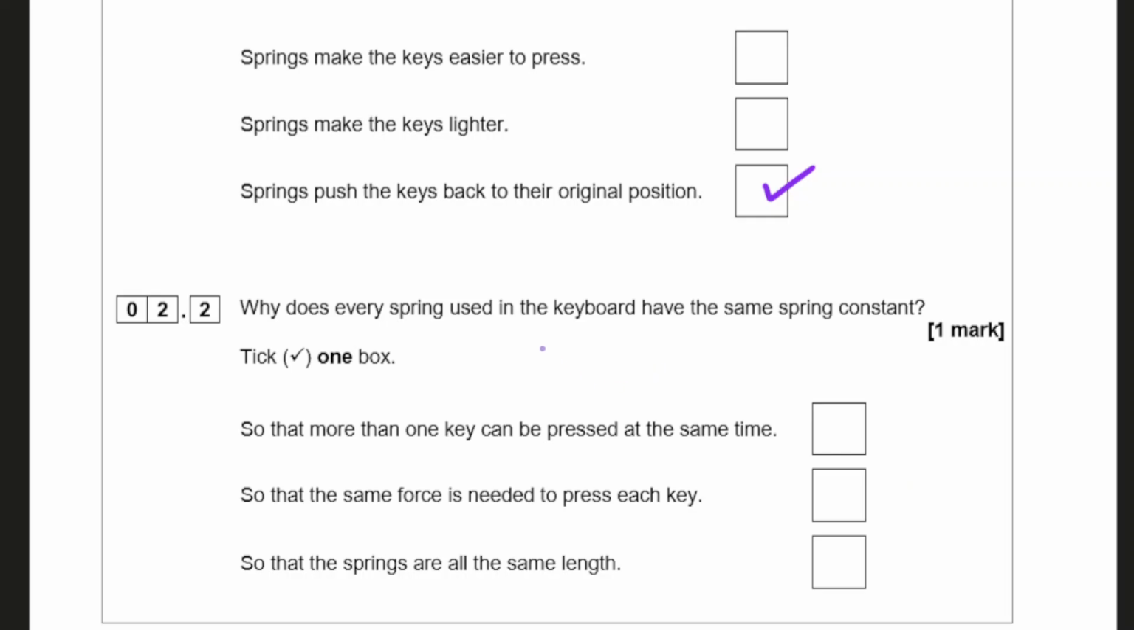Why does each spring used in the keyboard have the same spring constant? So that more than one key can be pressed at the same time? Not necessarily. So that the same force is needed to press each key? Yes. When you're pressing the keys on the keyboard, you want to apply the same force. So that the springs all have the same length? Not necessarily.